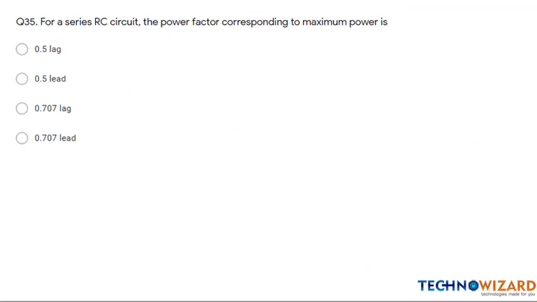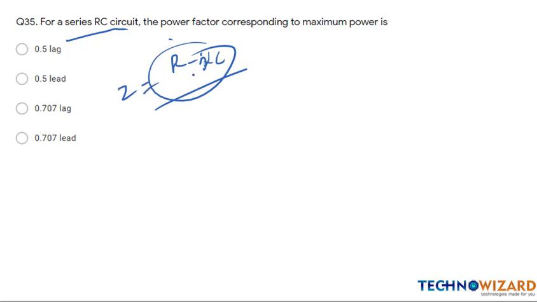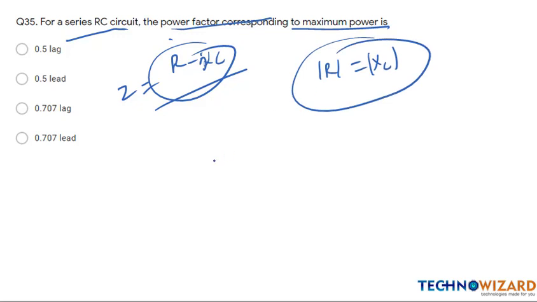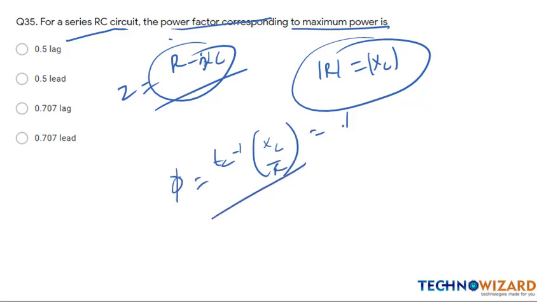Question number 35. This question I have already given in our previous quizzes. For a series RC circuit, that is R minus jXC, we have to remember that the impedance is R minus jXC. The power factor corresponds to the maximum power. For maximum power, the magnitude of resistance will be equal to the magnitude of XC. Therefore, when this is equal, we know that phi is tan inverse of XC by R. This will be tan inverse 1. Tan inverse 1 will be 45 degrees.